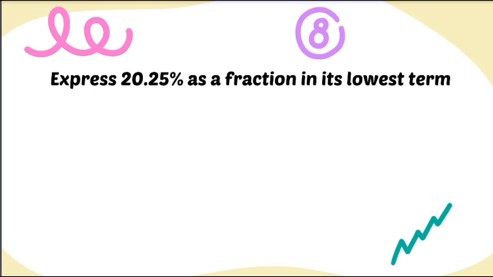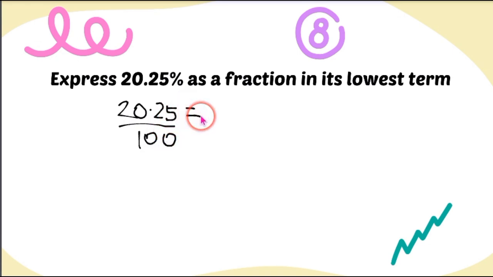Question 8 says express 20.25% as a fraction in its lowest term. Okay, so 20.25% is 20.25 divided by 100. So I have to go through this long method so that you understand the concept. Much later you can do it faster.